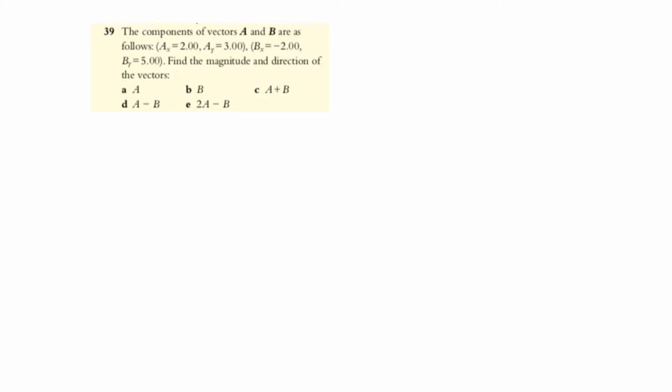Now let's solve for number 39. The components of vectors a and b are as follows: ax is 2, ay is 3, bx is negative 2, and by is 5. Find the magnitude and direction of the vector a.